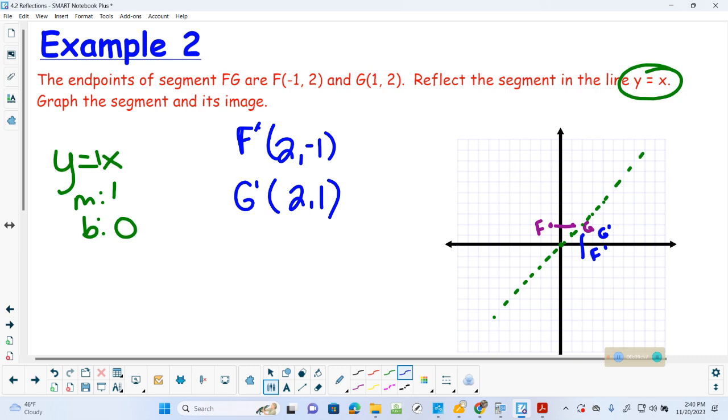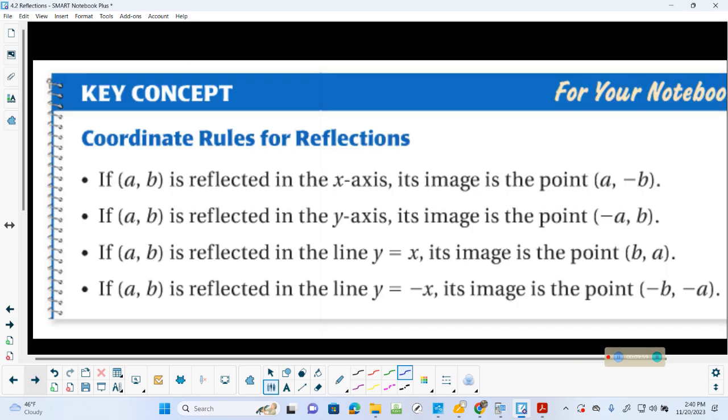So just on the next slide and what's on your notes, are these rules. Now I'm going to be honest, I never use the top two ever because of course x-axis, I can count up and down. I don't need a rule to count how many above and how many below. I don't need it. Same on the y. I never use this rule. I can count how many to the right and then how many to the left. I don't need the rule. It's the bottom two you kind of do.